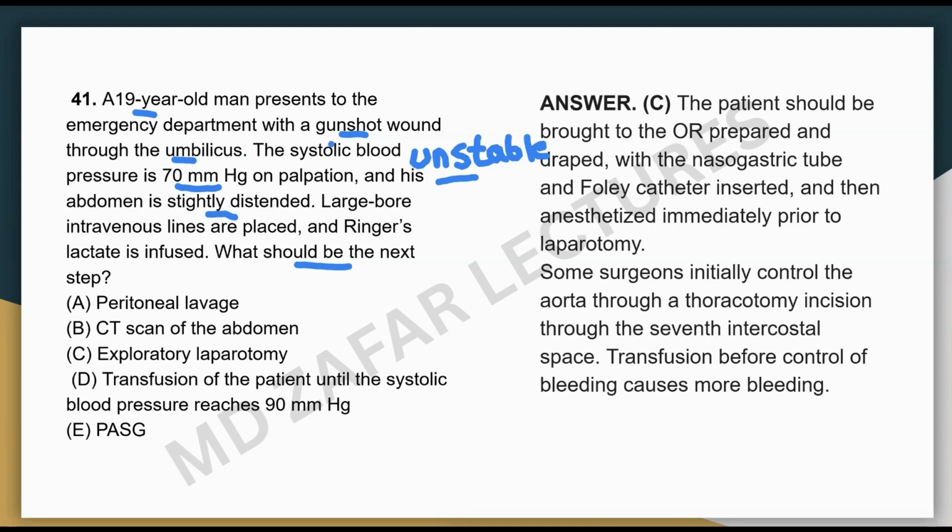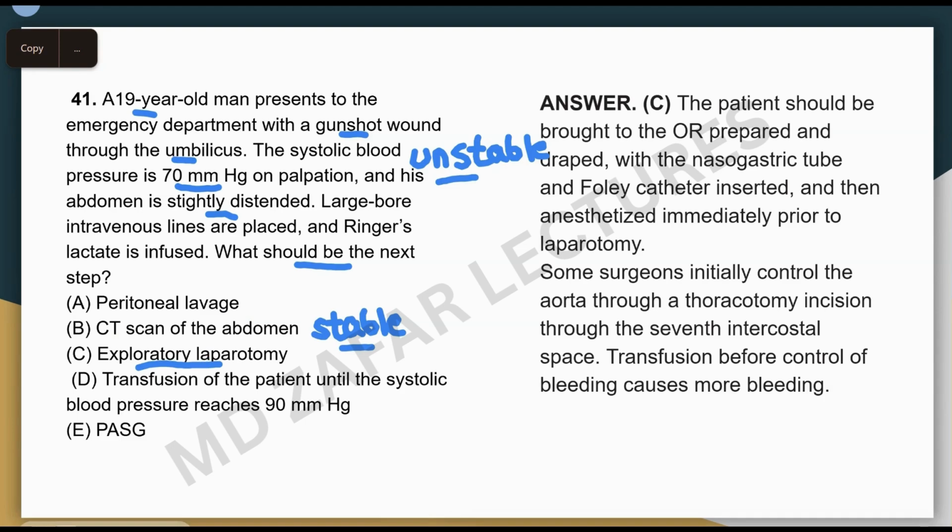So in a patient who has a gunshot wound and is unstable, we will definitely be going with the exploratory laparotomy. Even if you do not read the MCQ options, this will save you from getting confused. However, the other options include peritoneal lavage, CT scan, transfusion of the patient, and PASG. Now, CT scan can be an option only if the patient is stable. So these are the options available for various scenarios. If the patient is stable, then we can go with the CT scan. But if the patient is unstable, we will go with the exploratory laparotomy.